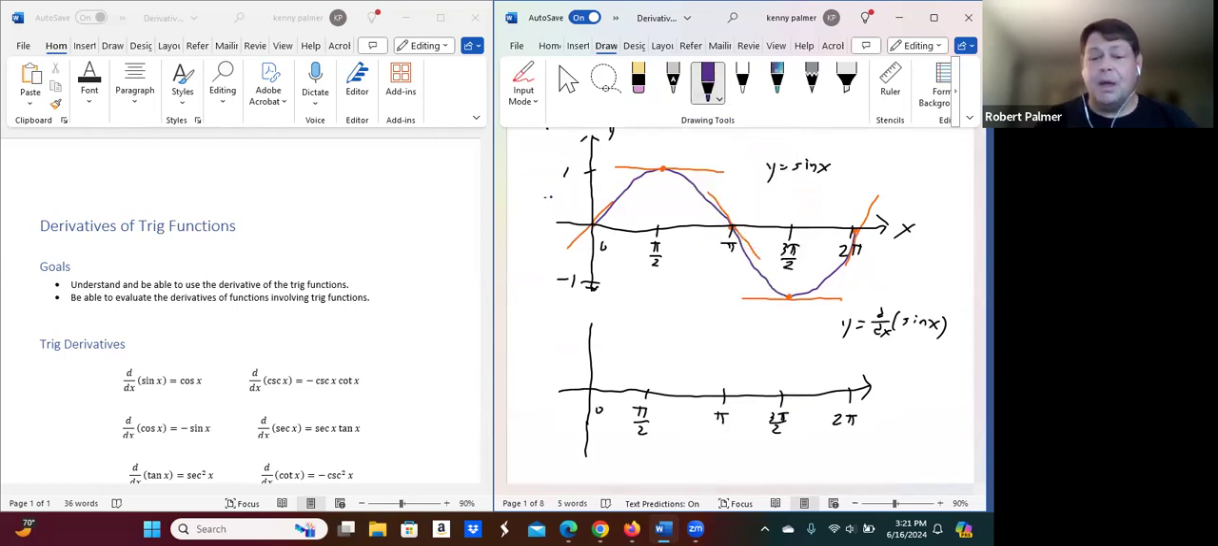Now, let's think about what should happen. Getting the exact shape is a little harder. We pick up some important things by understanding the slope of the tangent line at the points we mentioned. Remember, the slope of the tangent line is the same as the derivative. Right here, the slope of our tangent line should be 0. So at pi over 2, and also at 3 pi over 2, our derivative should be 0. This is where the slope of the tangent line is 0.